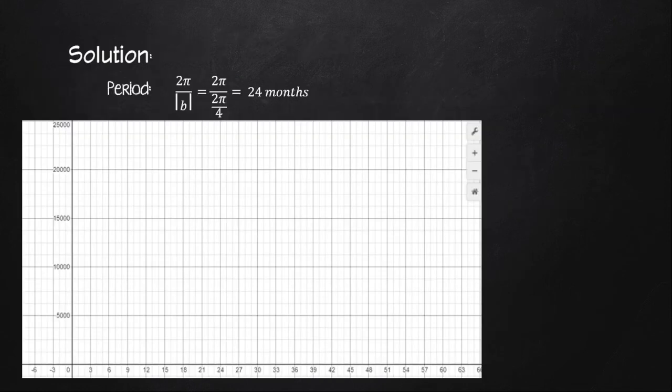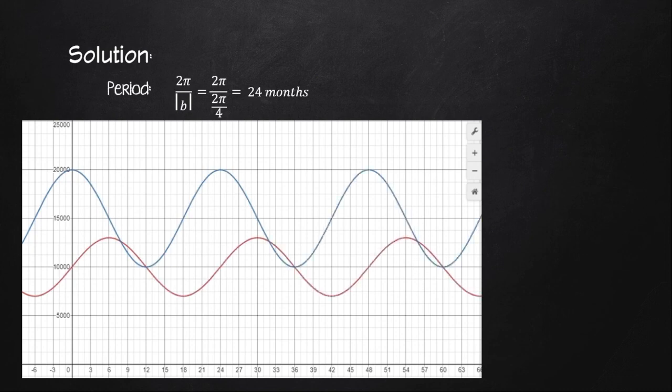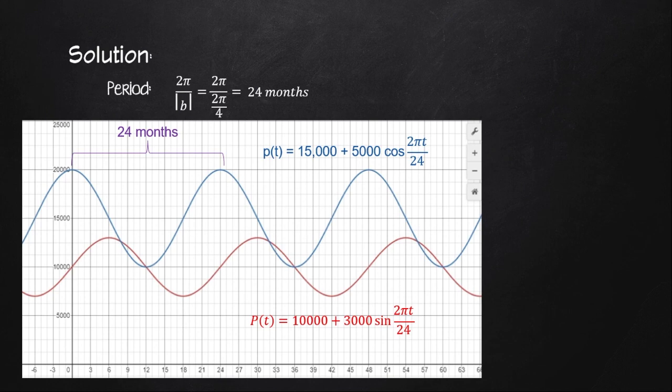As you can see, this example is related to a biology class about predation and the feeding behavior of organisms. Now let's try to solve the problem. We get the period by plugging 2 pi over 24 into the formula 2 pi over the absolute value of b. We have 24 months. So the two functions have a period of 24 months, and then we graph the functions. The blue one is for the prey and the red graph is for the predator. So they both have a period of 24 months.